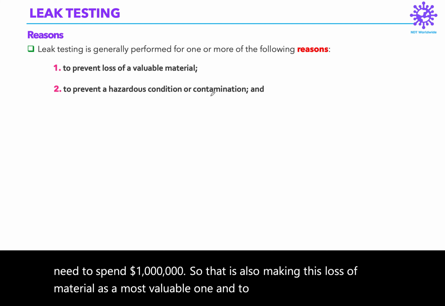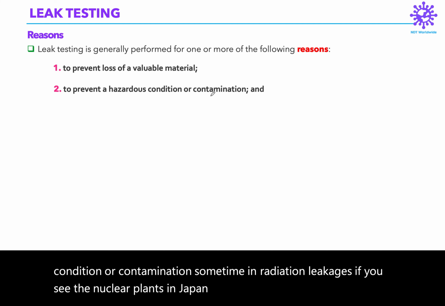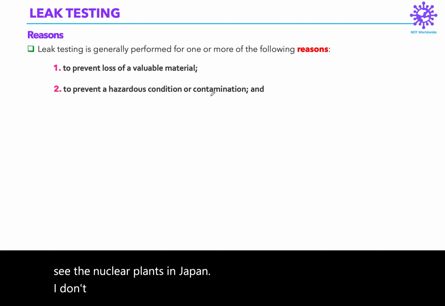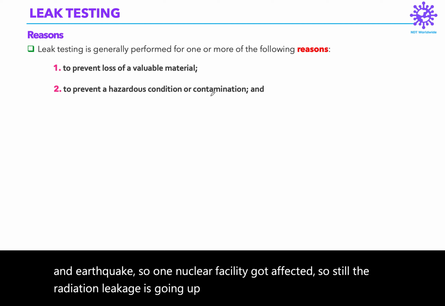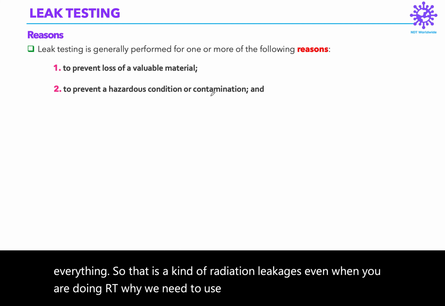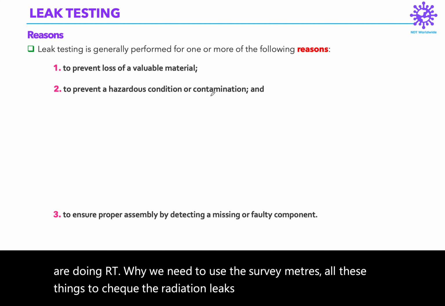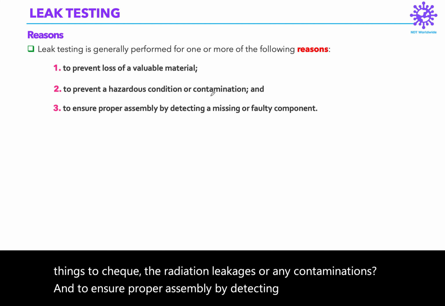And to prevent hazardous conditions or contamination, sometimes radiation leakages, if you see the nuclear plants in Japan, I don't remember the name. Last time, because of the tsunami and earthquake, one nuclear facility got affected. So still the radiation leakage is going on. They shut down the plant, everything. So that is a kind of radiation leakage. Even when you are doing RT, why we need to use the survey meters, all these things, to check the radiation leakages or any contaminations, and to ensure proper assembly by detecting a missing or faulty component.